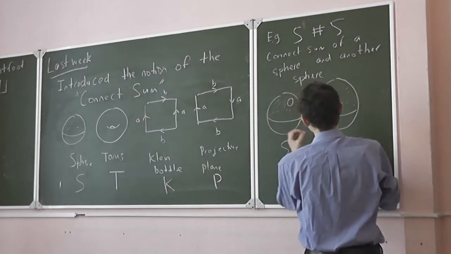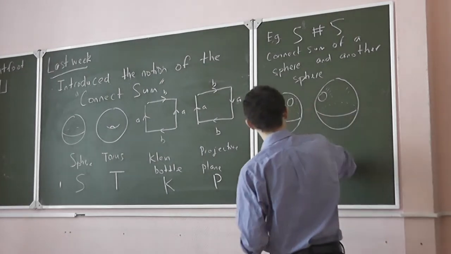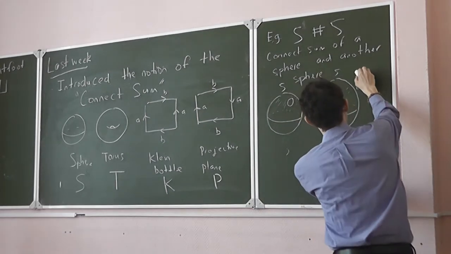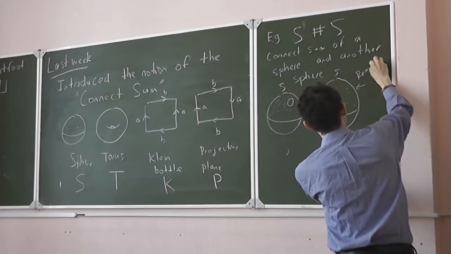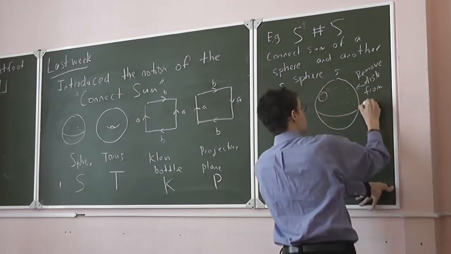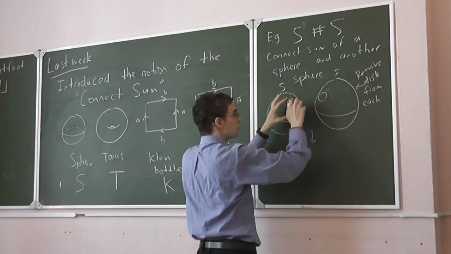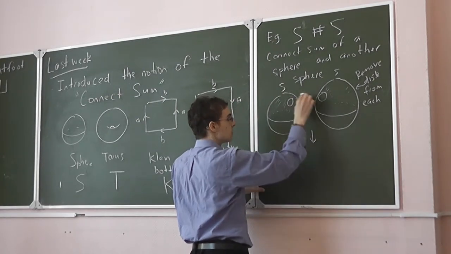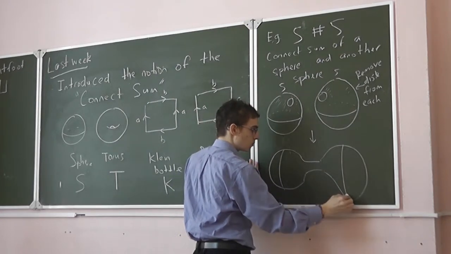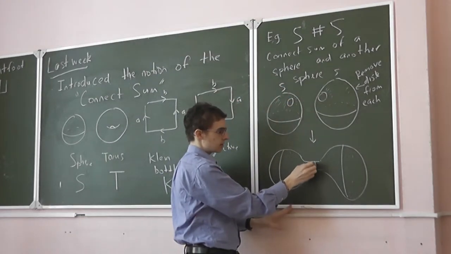So now we've got two surfaces with a circle as the boundary, two edges. And so what we do is, step one, remove a disc from each. That's step one. And then we connect the two circles. Okay, so we glue. Let me draw it. So we glue those two circles together.